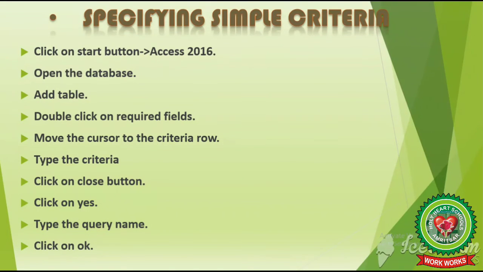Now I'm going to speak the steps for specifying simple criteria. Number 1: click on Start button, Access 2016. Open the database, add table, double click on required fields, move the cursor to the criteria row, type the criteria, click on close button, click on Yes, type the query name and click on OK.